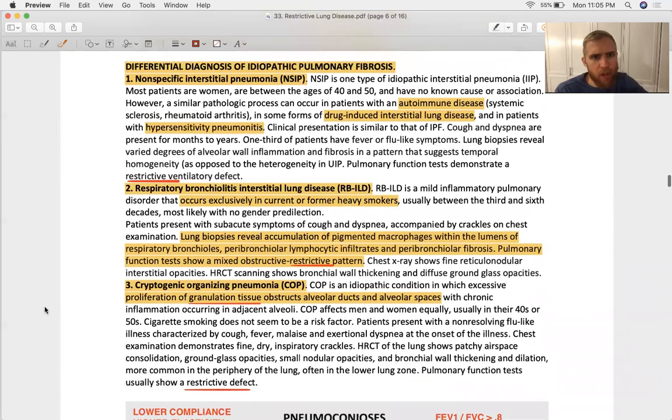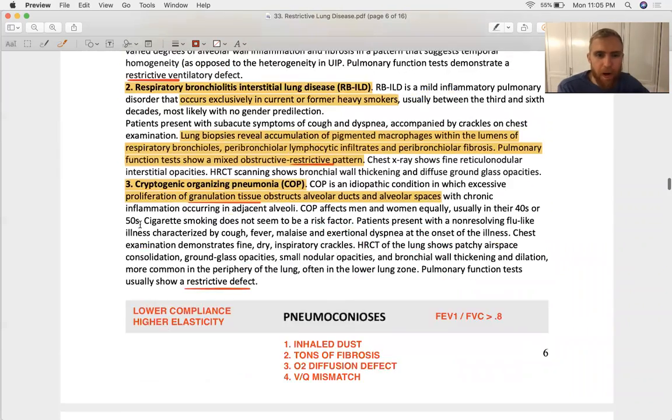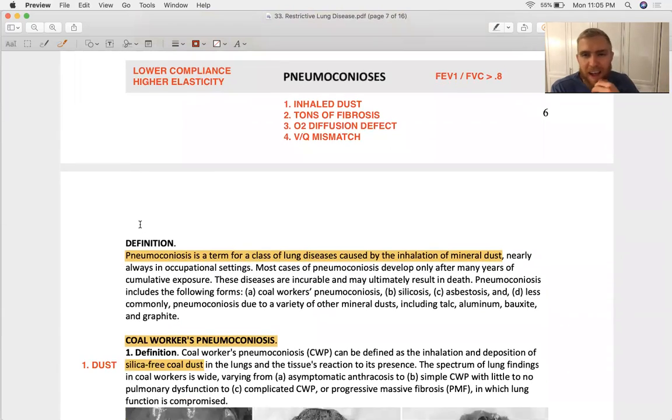So I don't really see a question coming from the differential diagnosis section of this. Again, there's a reason why there's only one paragraph on these things. And there's just too much else to ask in this SDL. Let's talk about pneumoconiosis.